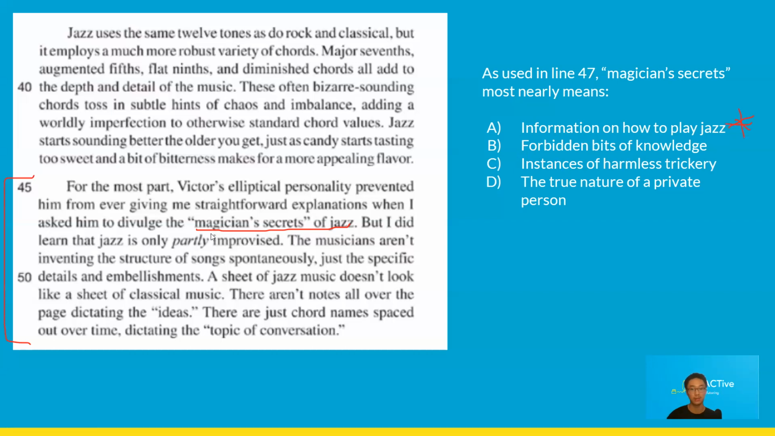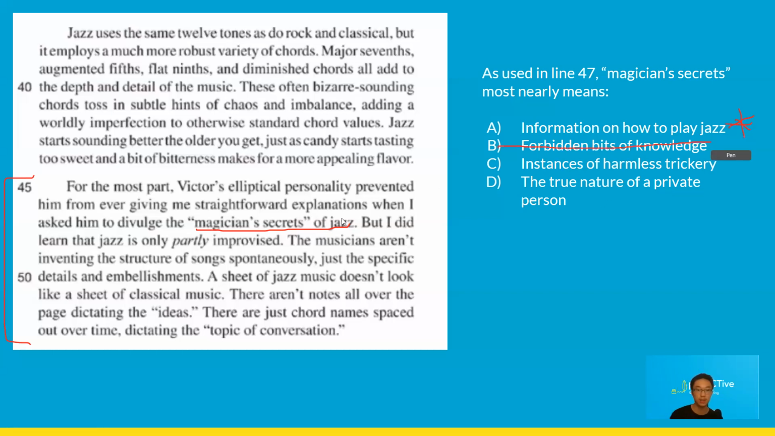Forbidden bits of knowledge. So when I asked him to divulge the forbidden bits of knowledge of jazz, well, that's not really what the passage is saying, because the knowledge of playing jazz is not forbidden. People aren't banned from playing jazz, right? The meaning of magician's secrets is like an arcane knowledge, but it's not banned, right? So B doesn't really match, right? So we can eliminate that.